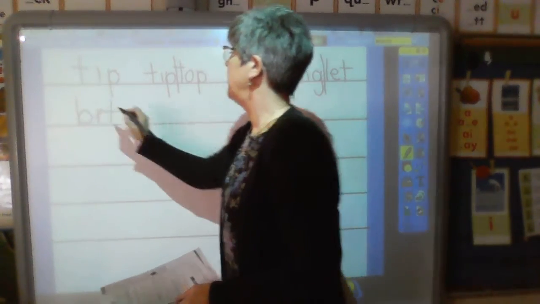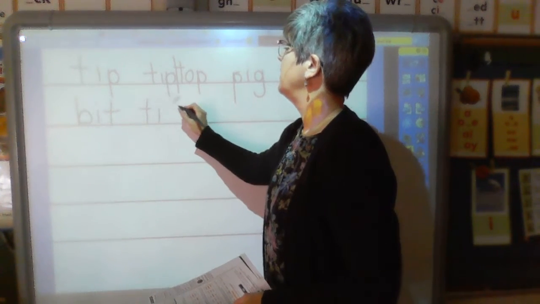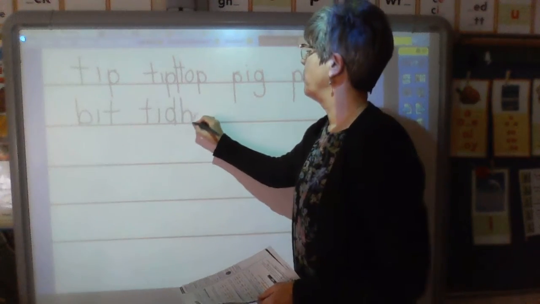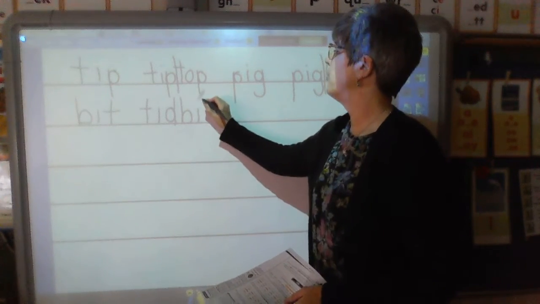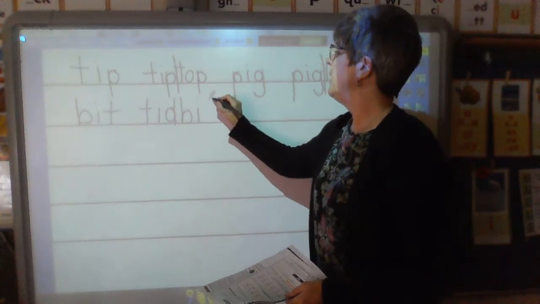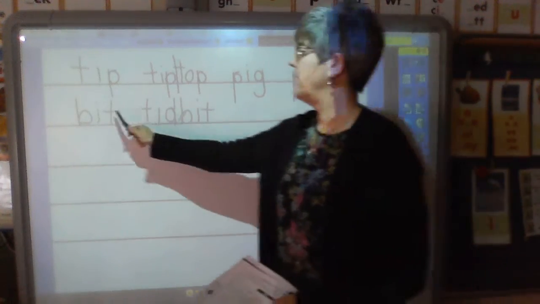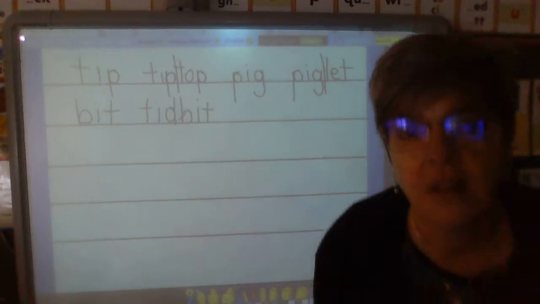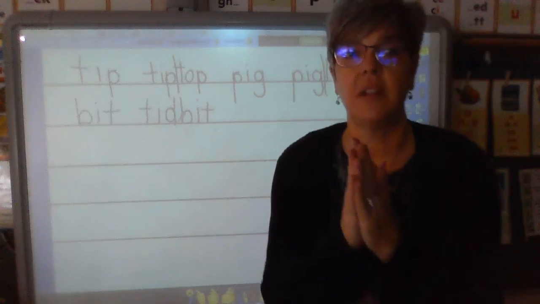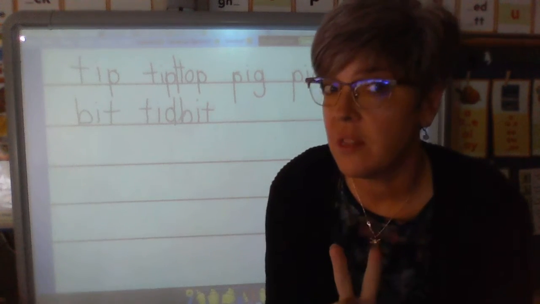Bit, bit. Sound: tuh. Sound: ih. Sound: duh. Sound: buh. Sound: ih. Blend and hold. Tidbit, tidbit. Okay, let's clap out bit, bit. That's one syllable. Let's clap out tidbit, tidbit. That's a two-syllable word. Do we see the pattern in there?